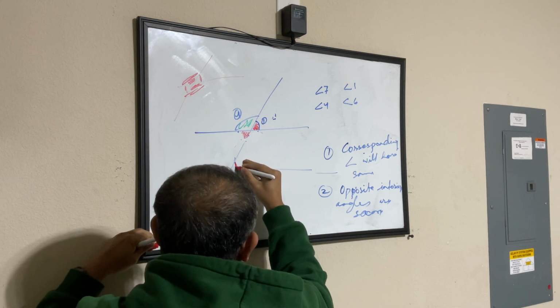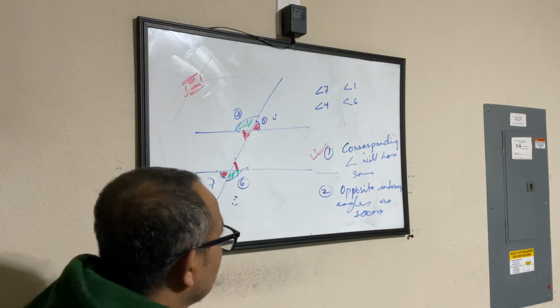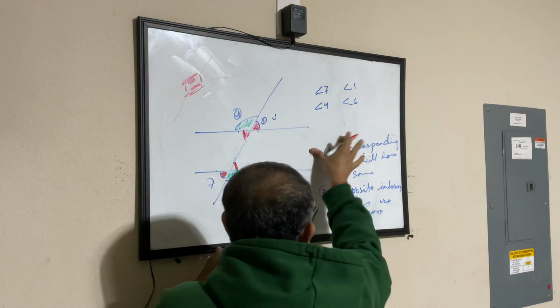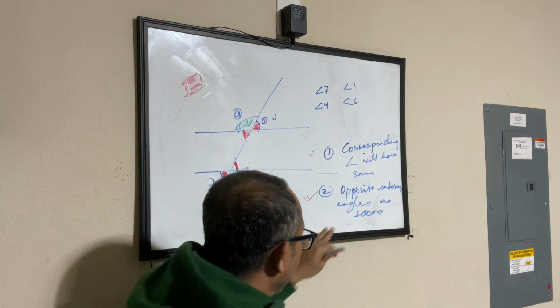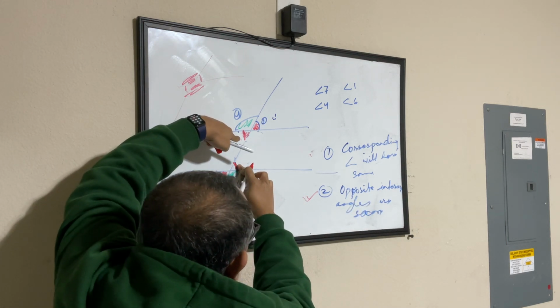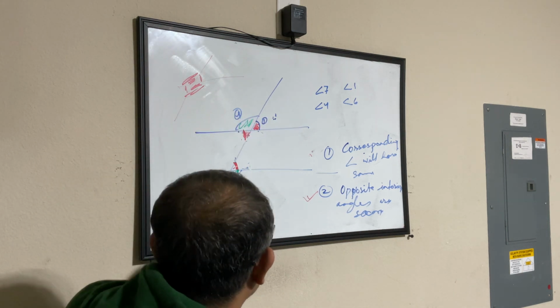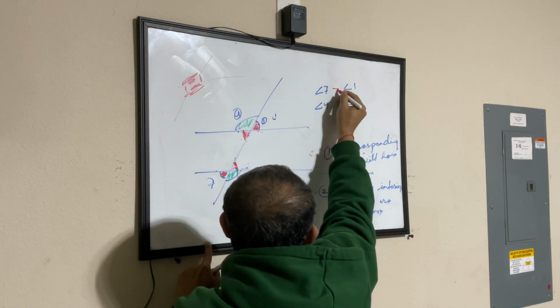Now this angle and this angle will be the same because of this. No, not because of this. Because of this: opposite interior angles. These two became opposite interior angles. They are the same, and then this will be the same as the first. So we can say that 7 and 1 are the same.